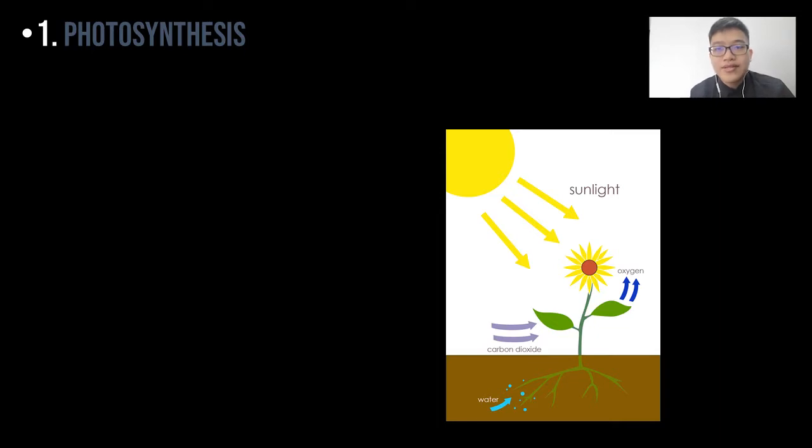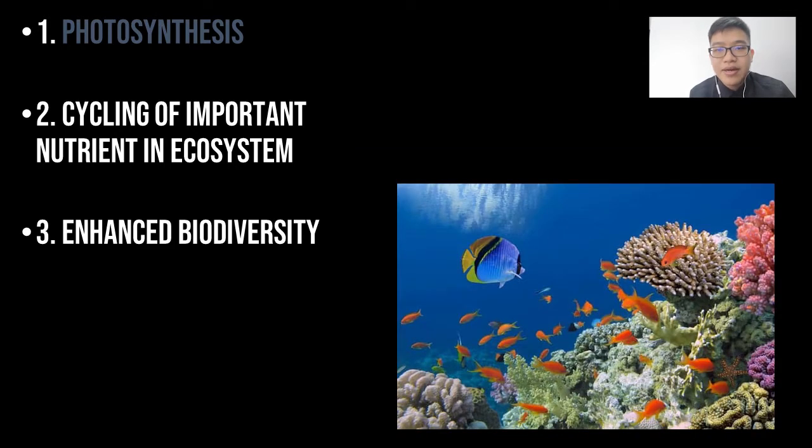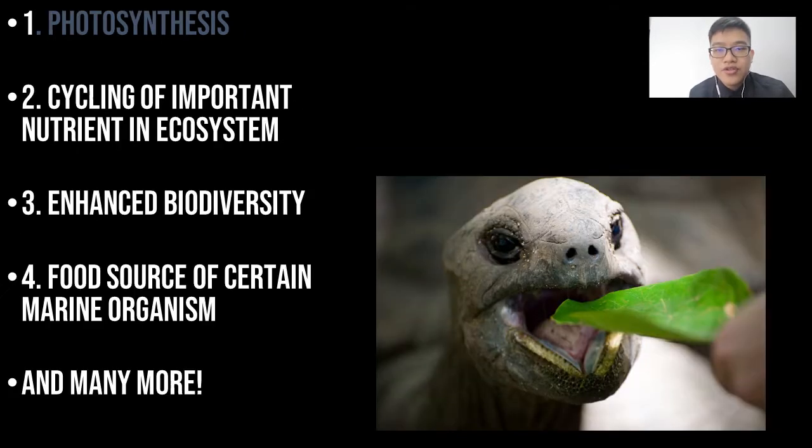So, why is seagrass important? Because it can do photosynthesis, cycle important nutrients in the ecosystem, enhance biodiversity, be a food source for certain marine organisms, and many more.